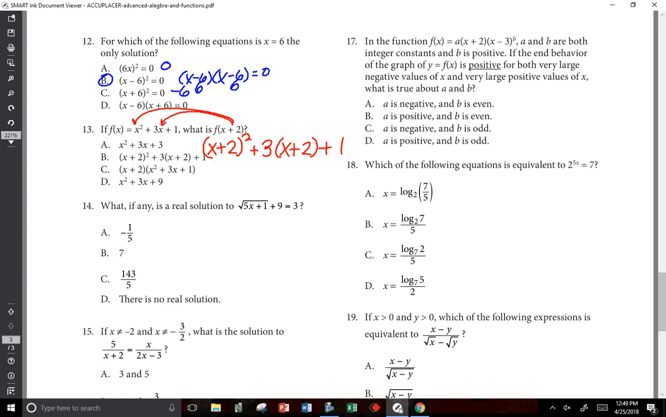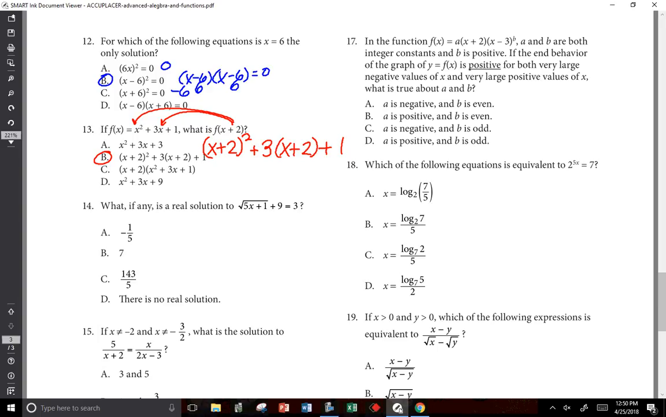And so we have 5x plus 1 equals 36. We're going to subtract 1 from both sides. And we get 5x equals 35. We're going to divide both sides by 5. And x equals 7. What's tricky about square roots?